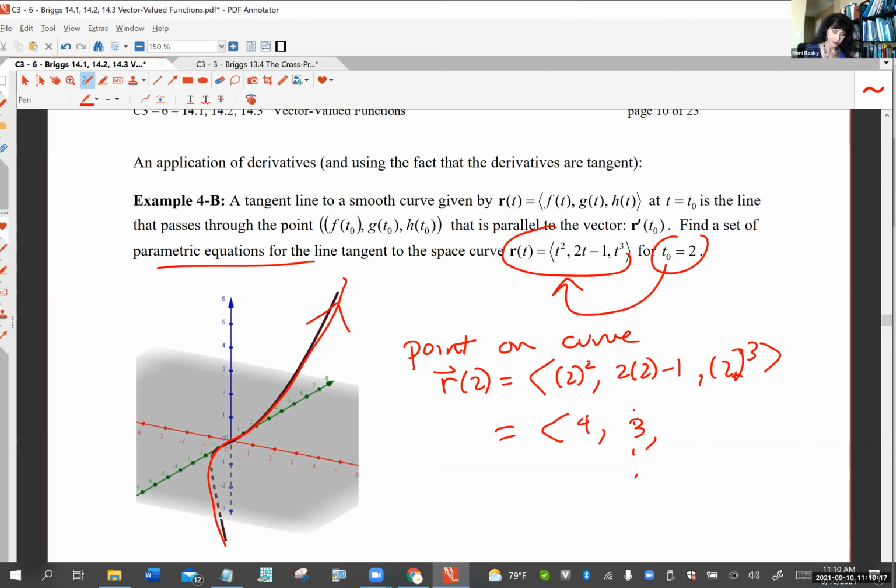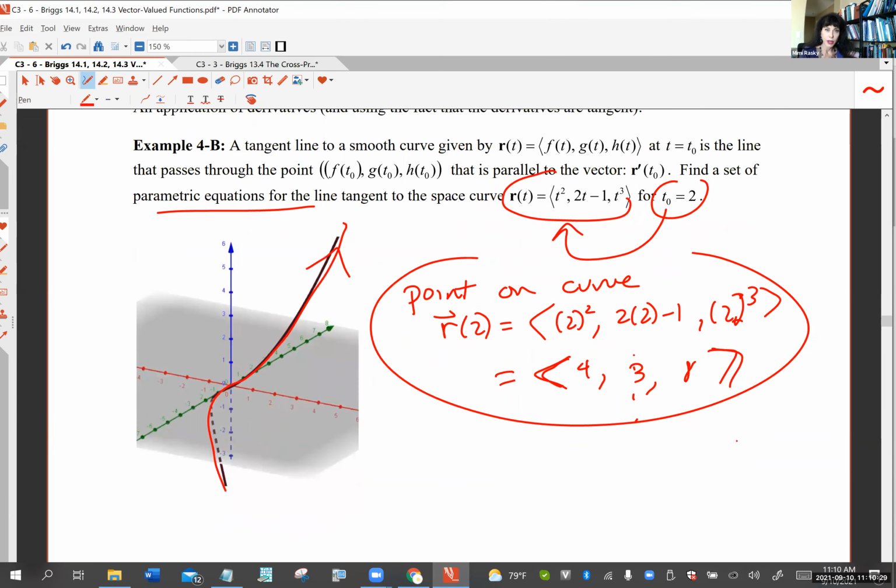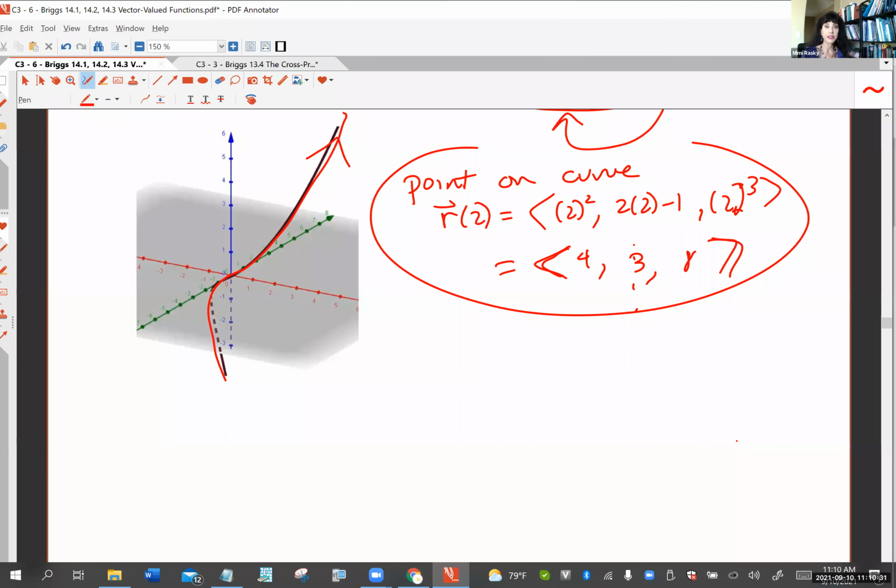Is that right? 8. So that's a point on the curve, and I'm using angular brackets. It's like, well, I thought you said points use parentheses. I did, but you can think of this as a position vector, where we only look at the tips of the vectors. So the point 4, 3, 8 is a point on the curve.